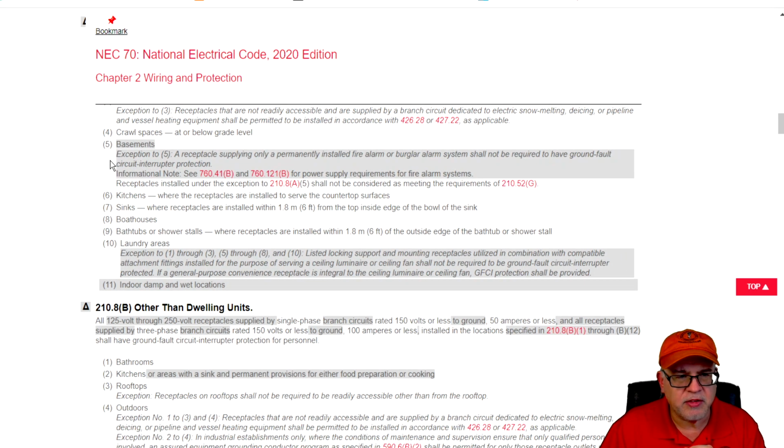The next one is number 5. Now, number 5 is a significant change for the 2020 edition. It used to be unfinished portions of basements. Now the rule is all basements. So it doesn't matter whether it's finished or unfinished. It's going to require that any receptacles placed in those locations be GFCI protected.